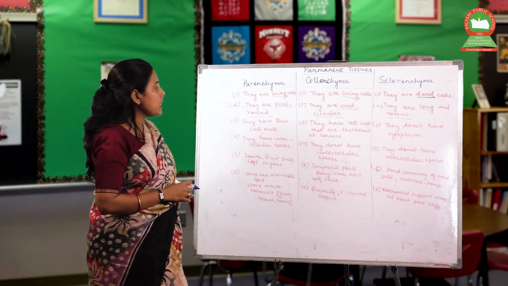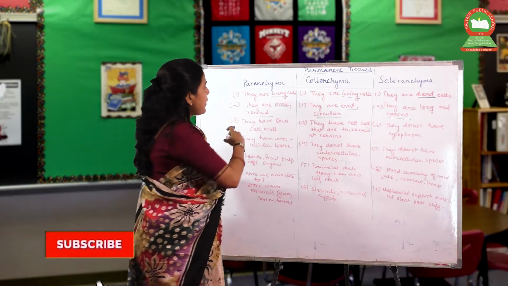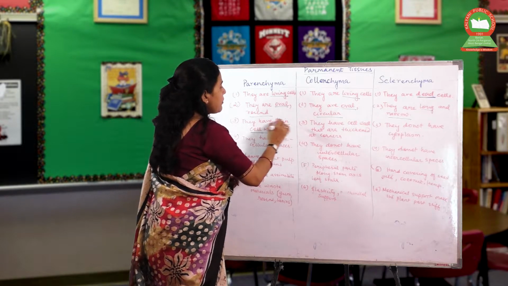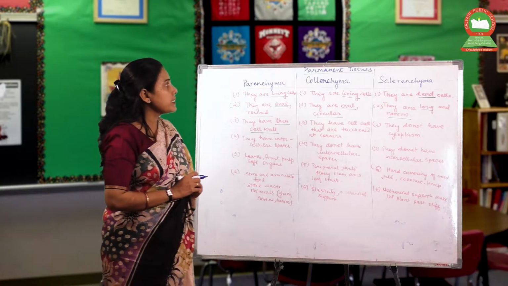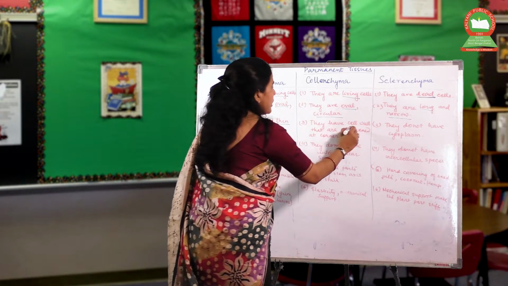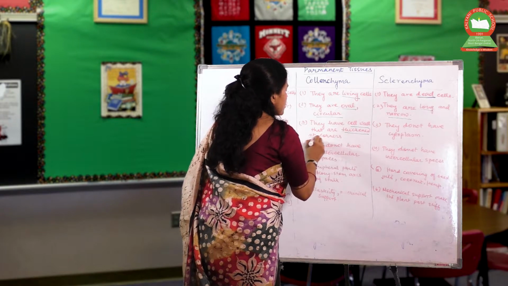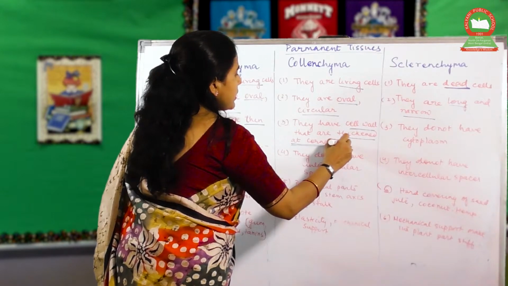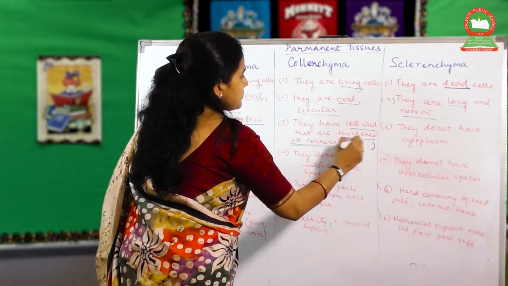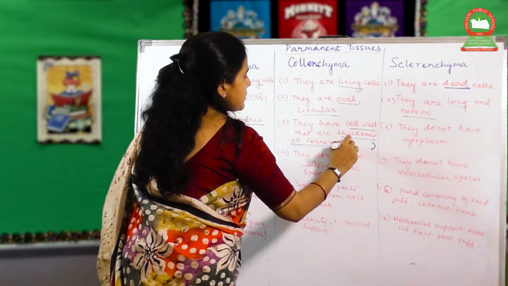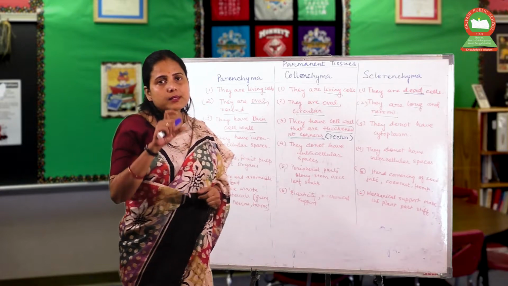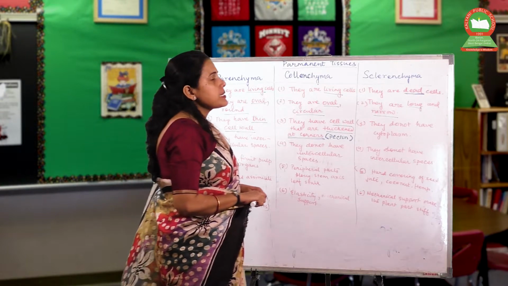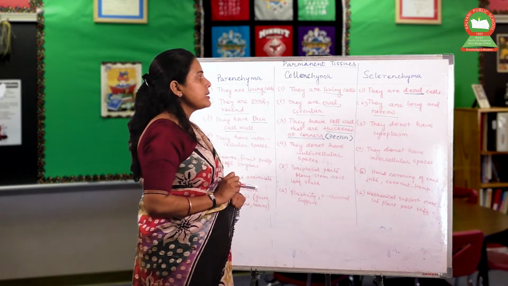Now coming to the structure. In the structure of parenchyma tissues, the cell wall is very thin, whereas in collenchyma tissues, the cell wall is thickened at the corners only. These thick corners are thickened by a particular polysaccharide called pectin. These pectins make the cell tight and bind it properly, whereas in sclerenchyma tissues you won't find these type of cells.